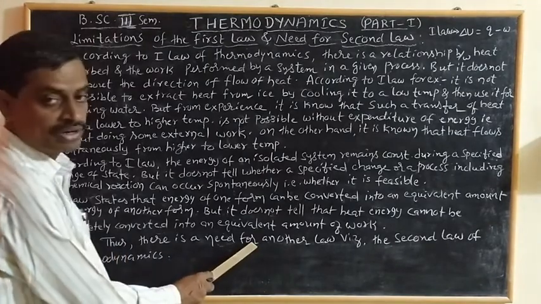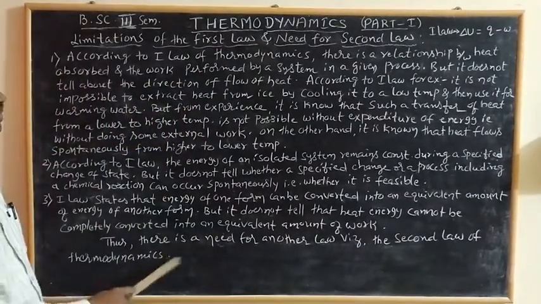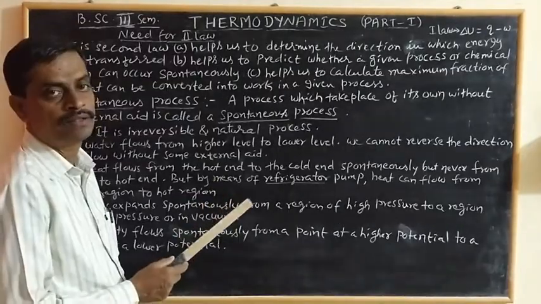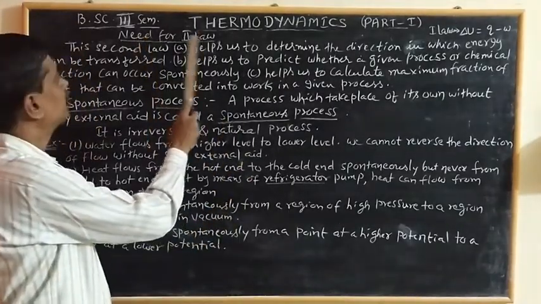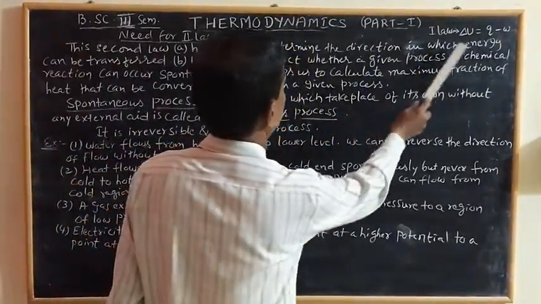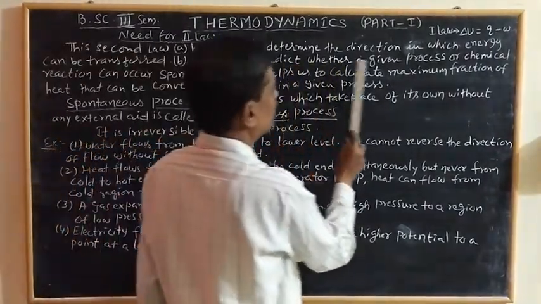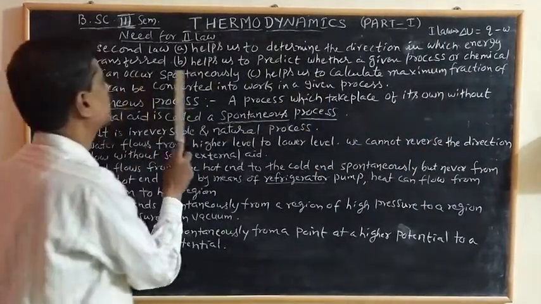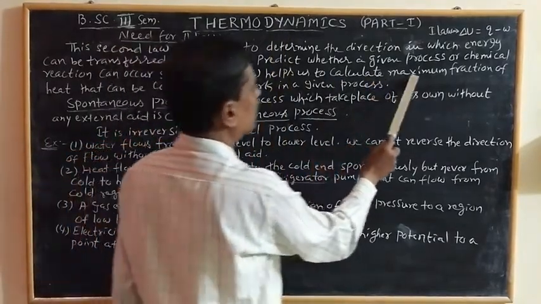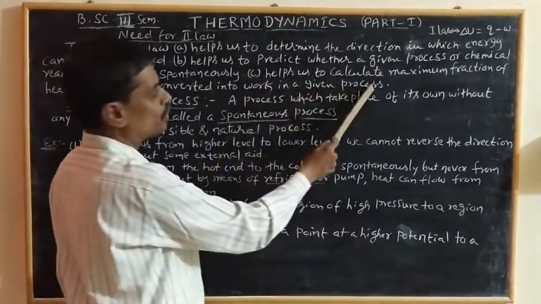Thus, there is a need for another law, the second law of thermodynamics, to explain these limitations. Now we have to study the need for the second law. A: this second law helps us to determine the direction in which energy can be transferred. B: it helps us to predict whether a given process or chemical reaction can occur spontaneously. C: it helps us to calculate the maximum fraction of heat that can be converted into work in a given process.